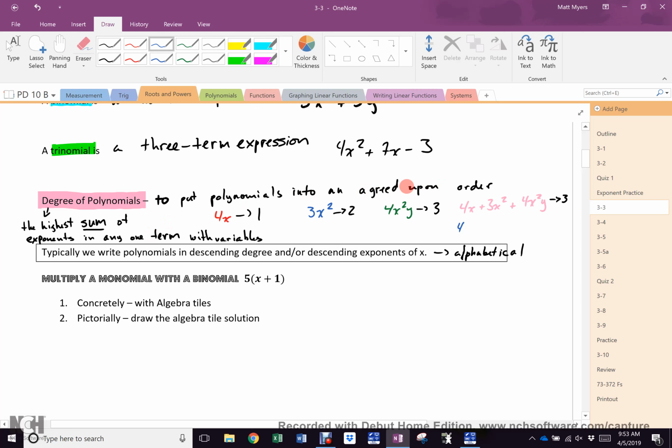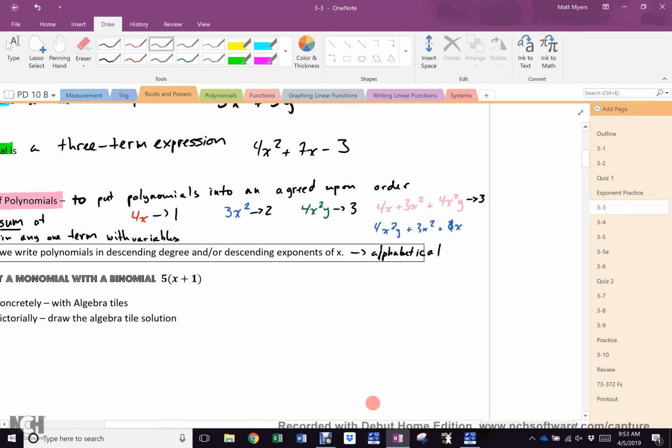Okay, so we know how this would be written. Some people say it's agreed upon, but it's not totally, because some people will say the highest degree has to go first. So some people will say it's 4x squared y plus 3x squared plus 3 plus 4x. Everybody with me? Because that's the highest degree. But other people will say, no, it's alphabetical and highest degree.